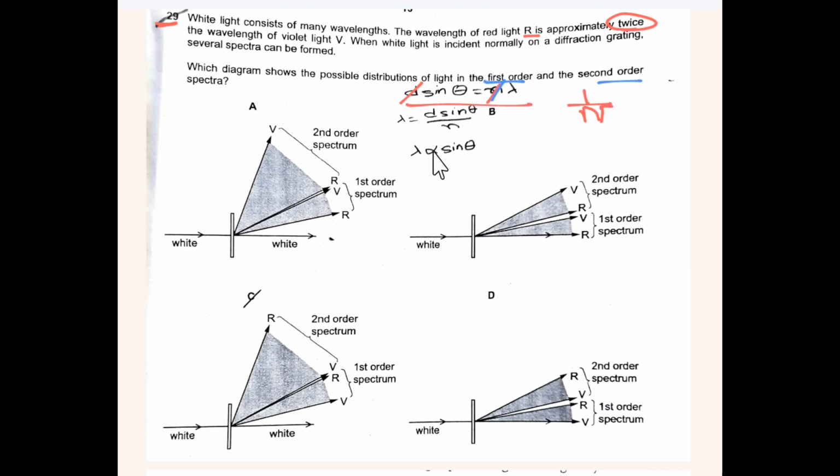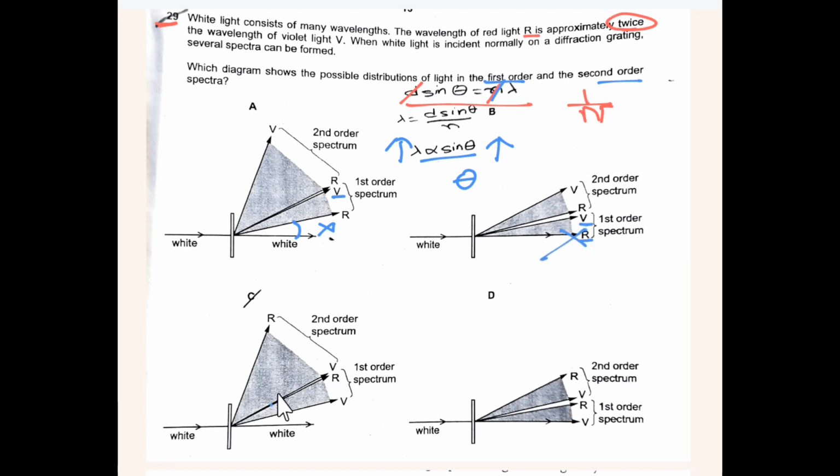So we get a relationship that sin theta is directly proportional to lambda, and since we know that the wavelength of red light is more, sin theta is more for red light. Since sin theta is more for red light, that means the angle is more for red light than for violet light. So in this diagram the angle for red light is less, so this is wrong. Then also here, comparing red and violet light, the angle of red light is less, so this is wrong.